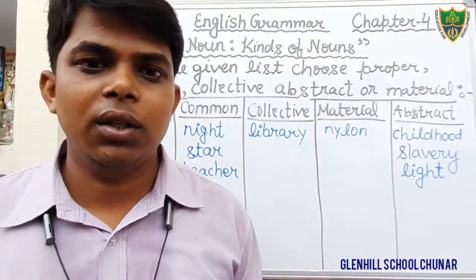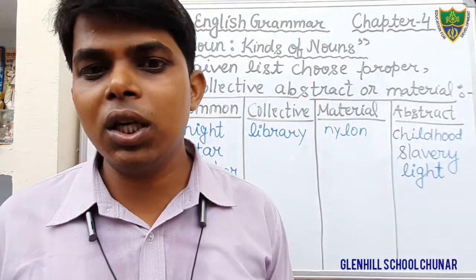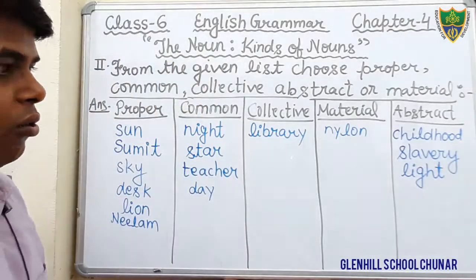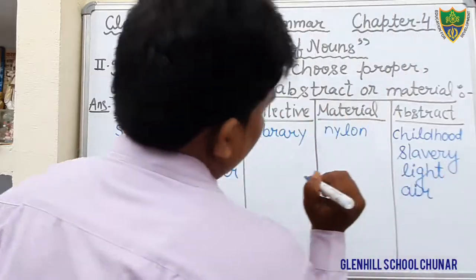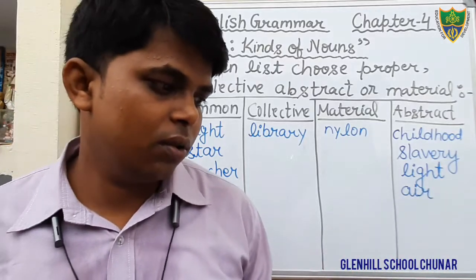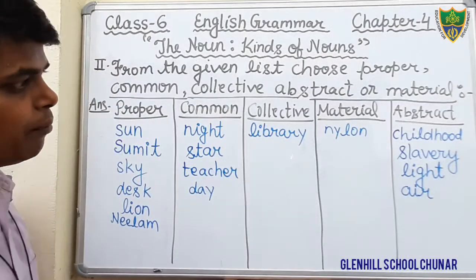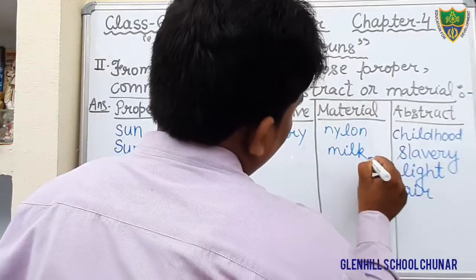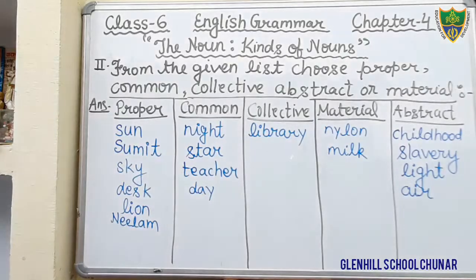Air. Can we see air? No. Can we touch air? No. We can only think of, we can only realize. Therefore, the word air is abstract noun. So, in the column of abstract noun, you will write the word air. Okay? Next question, milk. Milk, by which we can make so many things. Therefore, that is material noun. Milk. Okay, students, so just write down up to this.